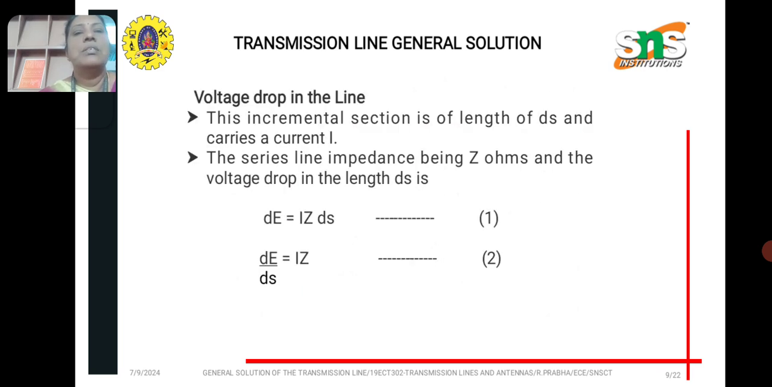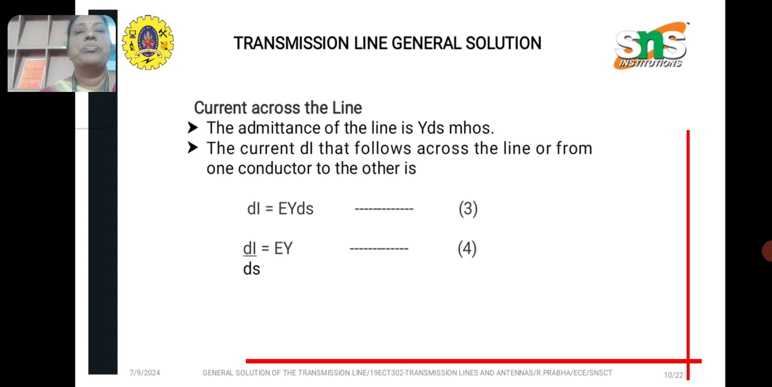Now as the first part of the general solution, we should identify the voltage drop in the line. Here this incremental section is of length ds and carries current I. The series line impedance is Z ohms, and the voltage drop in the length ds is dE, given by I Z into ds. So we get dE by ds equals I Z. The current change across the line is dI, which is E Y into ds, where E is the voltage and Y ds is the shunt admittance. So dI by ds equals E Y.